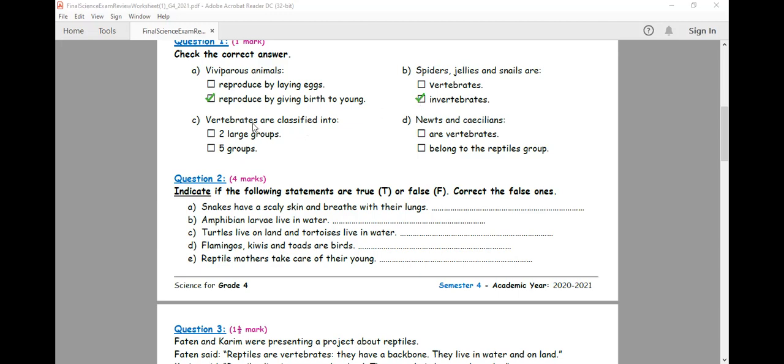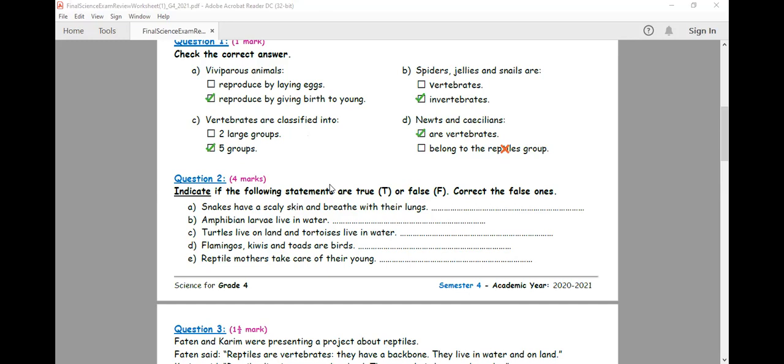Vertebrates are classified into fish, amphibians, reptiles, birds, and mammals, so five groups. Newts and caecilians belong to the amphibians group and not the reptiles group, so they are vertebrates. That's right.